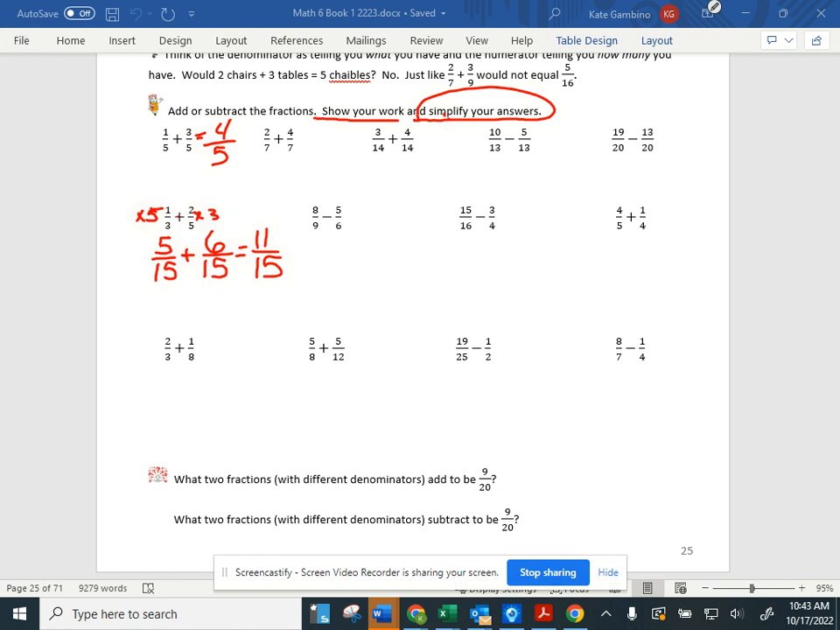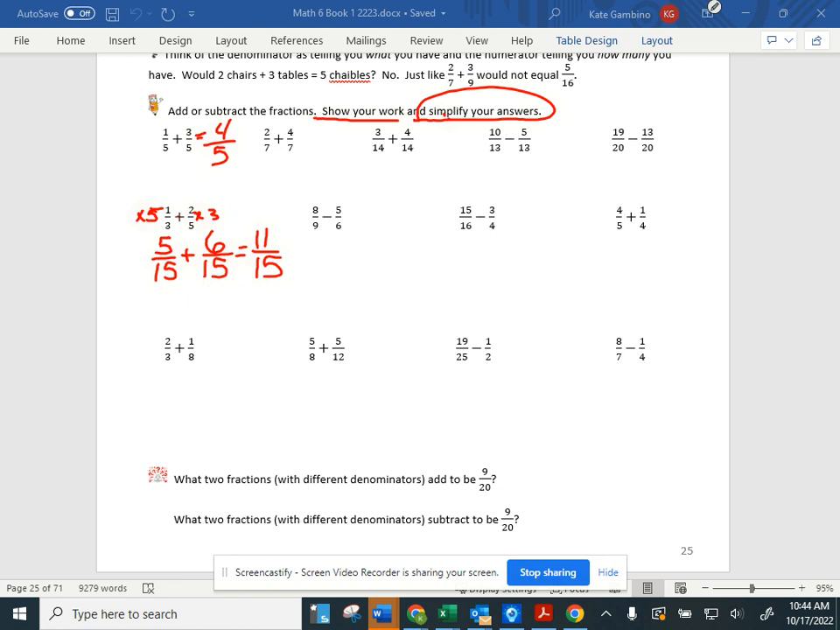And then we have some questions at the bottom. Make sure you answer the questions at the bottom. What two fractions with different denominators add to be 9/20? Ooh, we have to think about that. You have to come up with two fractions that if you give them a common denominator of 20, it would add to be 9/20, or subtracting to be 9/20. You are going to come up with your own fractions.